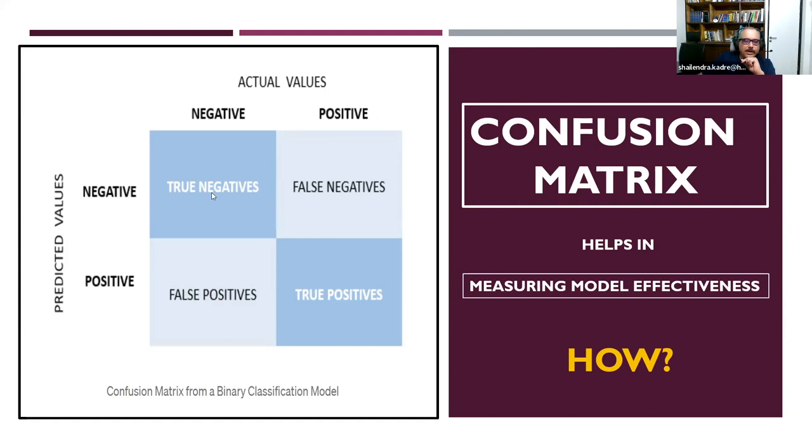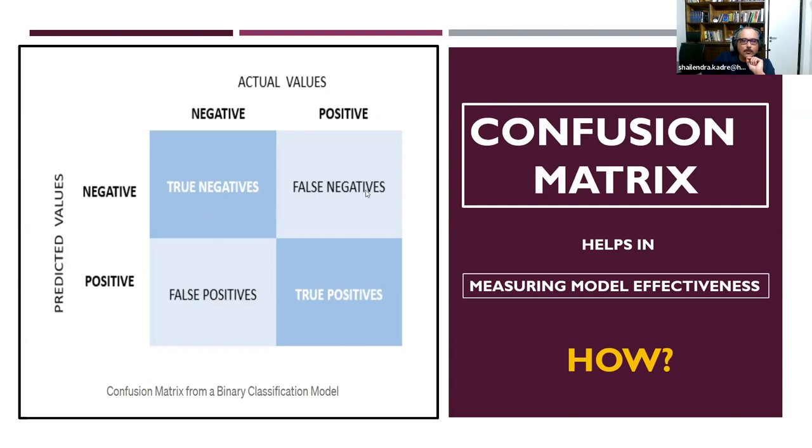Then true negative. These are very important terms you have to remember. True negative means the actual was negative and our model also predicted negative. It was actually negative and our model also found a negative value, so it is true negative.